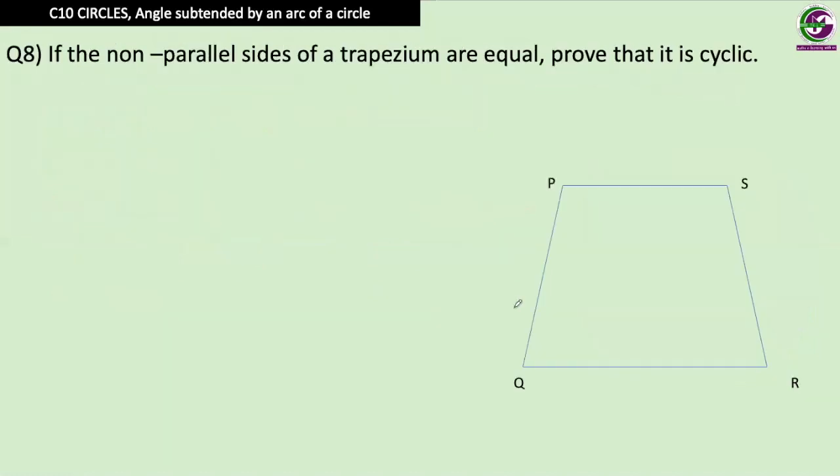Let's see the next question. If the non-parallel sides of a trapezium are equal, the parallel sides are PS and QR, and the non-parallel sides are equal as a given condition. Prove that it is cyclic. A quadrilateral is cyclic if the opposite angles are supplementary, which means angle P plus angle R is equal to 180 degrees. That is what we have to prove.